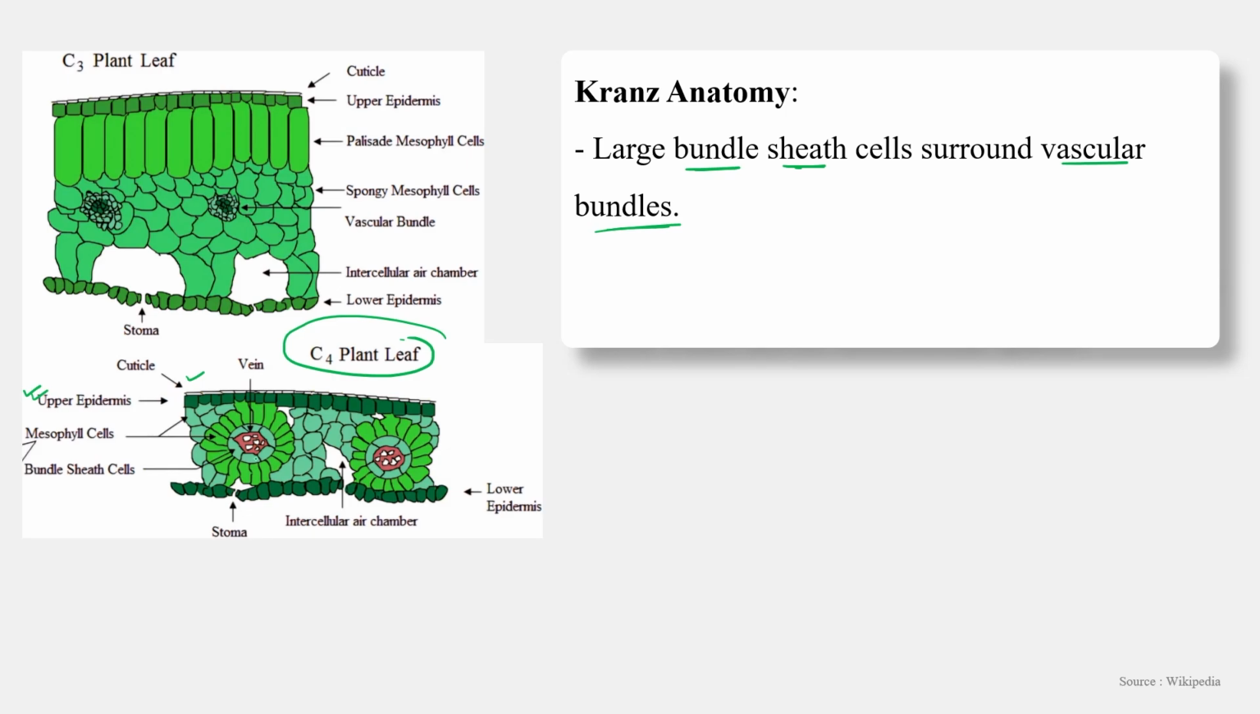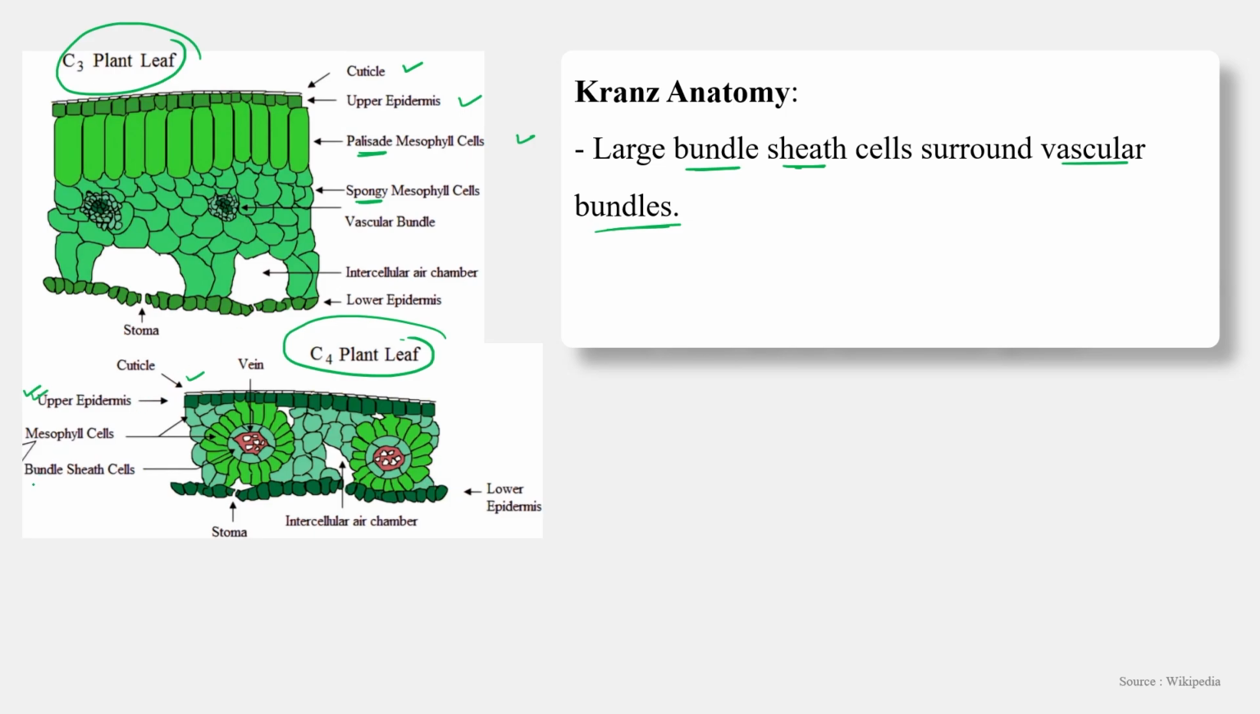Okay, so large bundle sheaths are present over here. While if you compare it with the C3 type of plant, there is a fine layer of cuticle followed by upper epidermis, then palisade mesophyll cells, followed by spongy mesophyll cells, and then vascular bundles and some intercellular spaces are there.